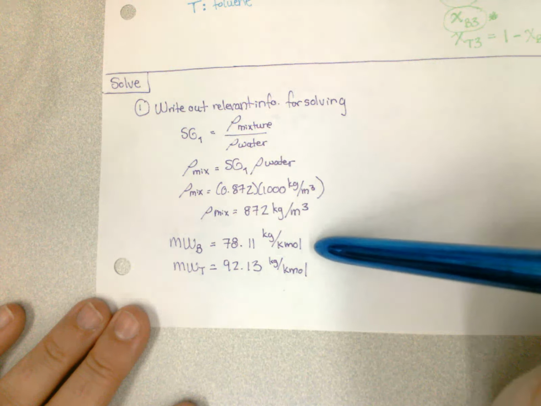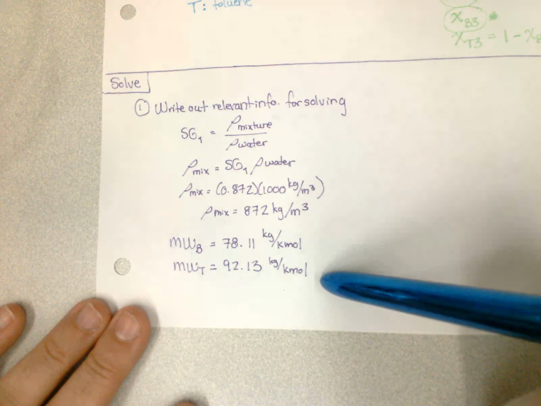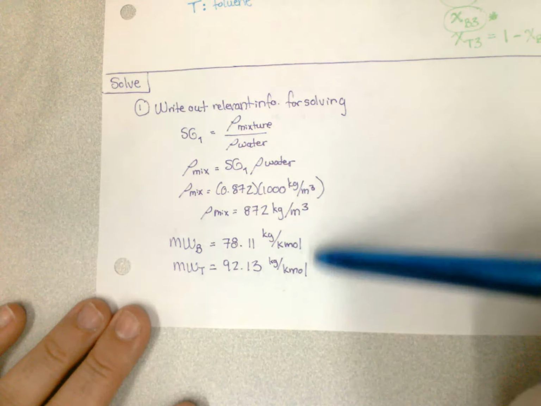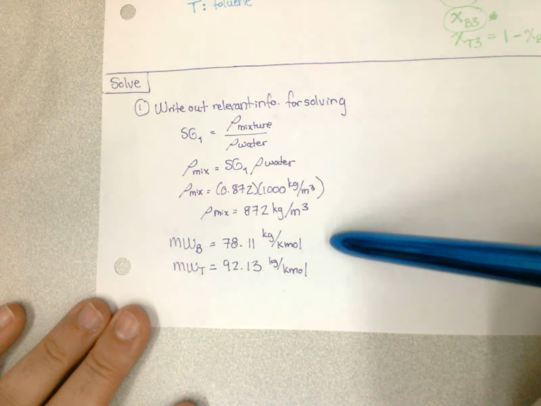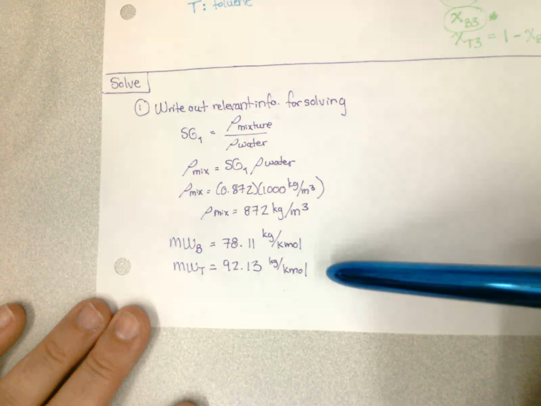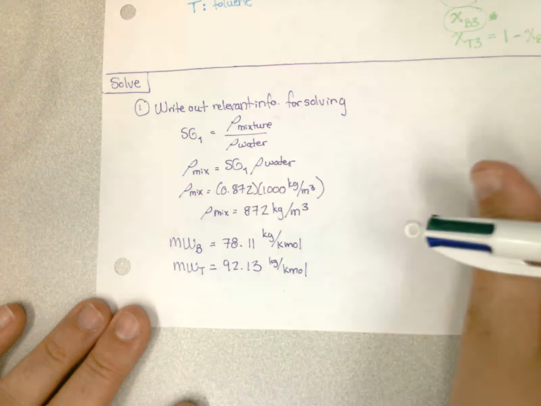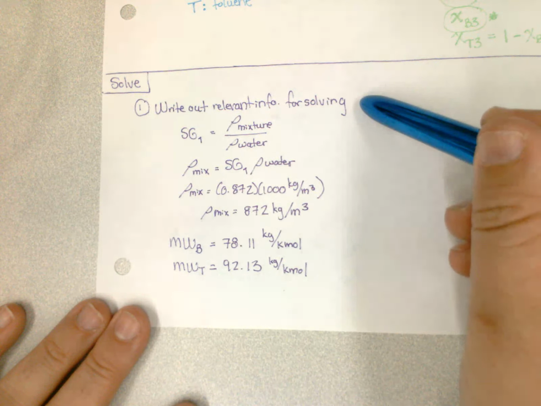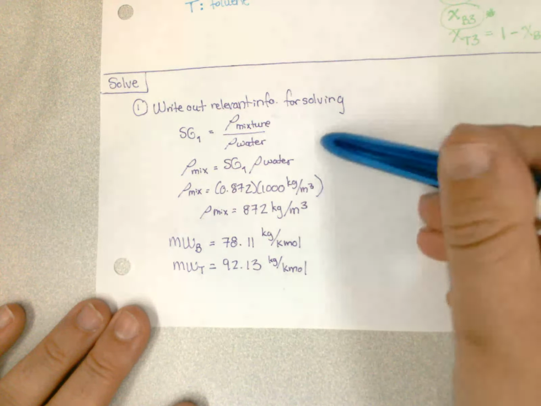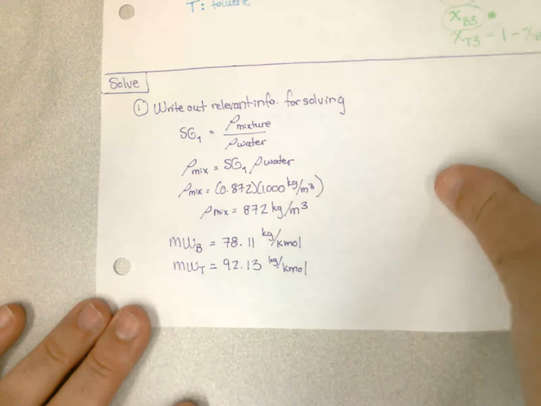Then I also looked up the molecular weight of benzene and the molecular weight of toluene. I will give these to you on an exam, but on your homeworks, you might have to go and look some of these up to get some practice. So that's step number one: let's write out any relevant information that might help us, just so we've got our numbers ready to go.